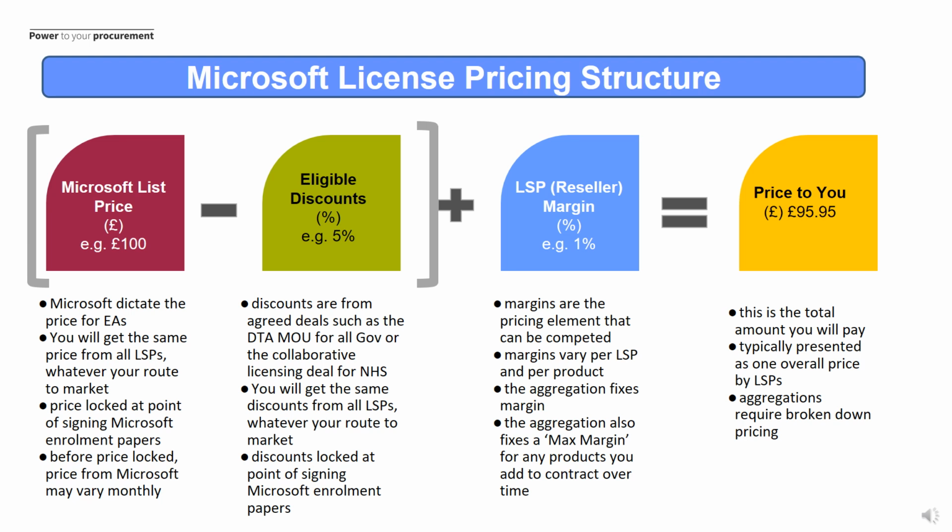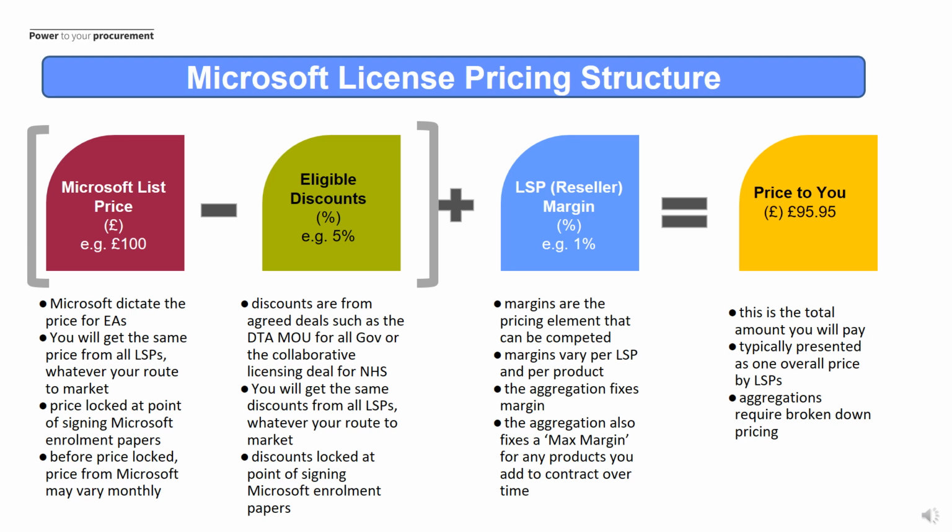Another note to make about the aggregation process is that we also fix a maximum margin for any products you might add to your contract over the life of the contract. Just to clarify, you can add updated quantities to your existing licenses, but if you add any new licenses to your contract that weren't represented at the point of tender as you go through your contract life, the maximum margin will protect you against any unexpected large margins from your LSP.